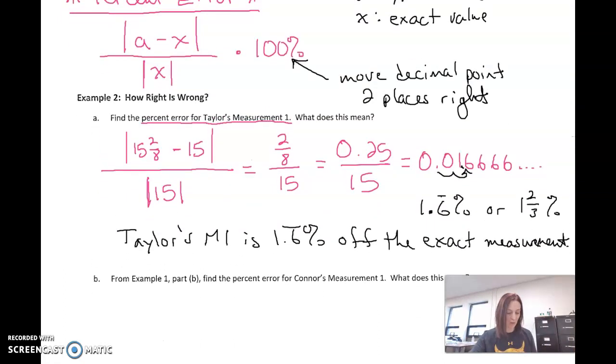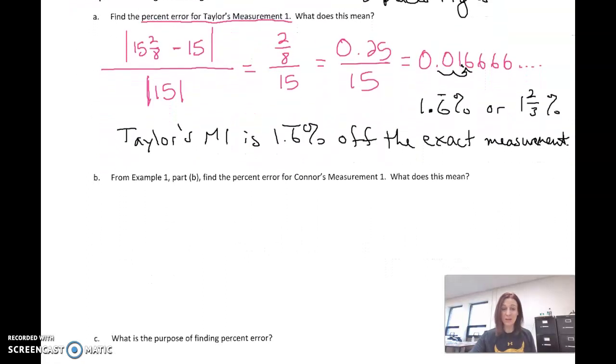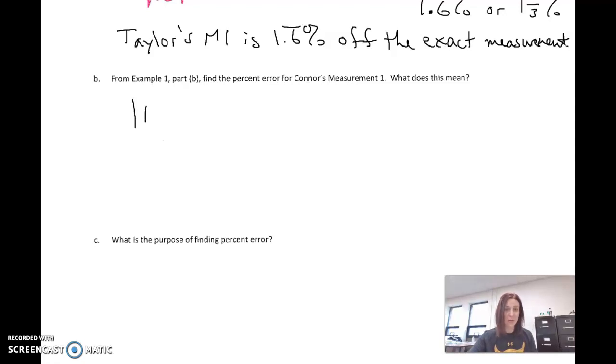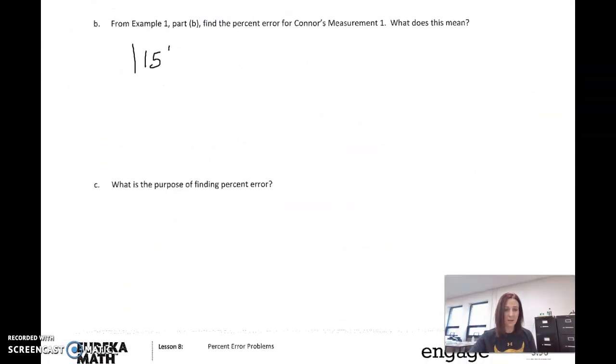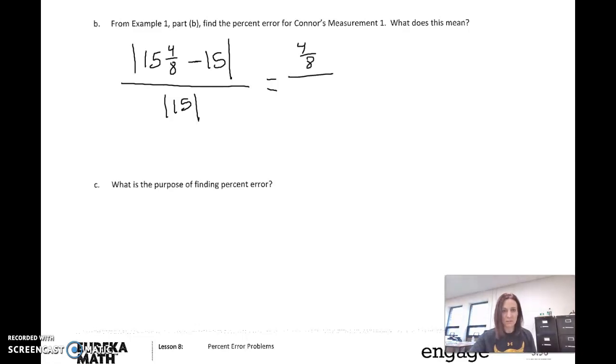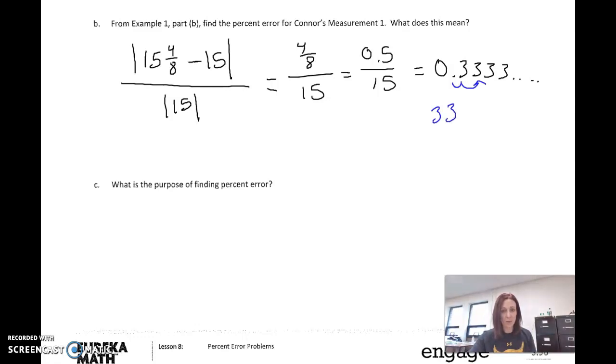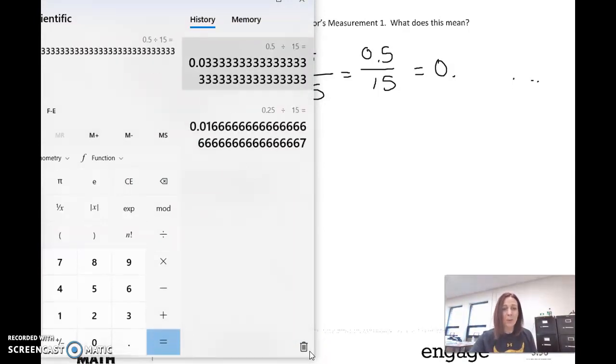So if we try real quick, what was it for Connor's measurement 1? Well, remember Connor's measurement 1 was 15 4/8. So we're going to take 15 4/8 minus our exact. So this is what we were doing on the last page of notes. But now we're going to divide it by the exact. So we get 4/8 over the absolute value of 15, which is 15, and 4 divided by 8 is 0.5, divided by 15. And if you take that in a calculator, you get 0.3333. So making it into a percent, that's 33. Nope. I apologize. This is not right. And this is what happens when you're trying to rush, right? If I were to go 0.5 divided by 15, I get 0.03.